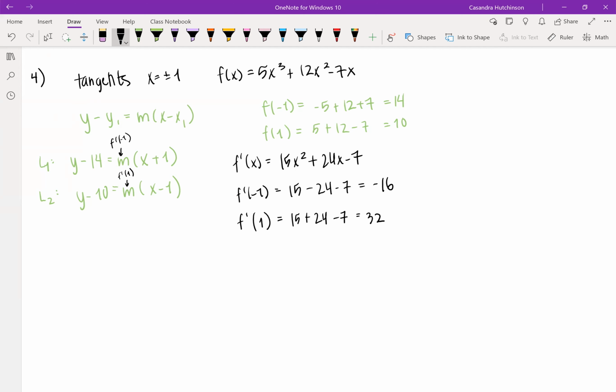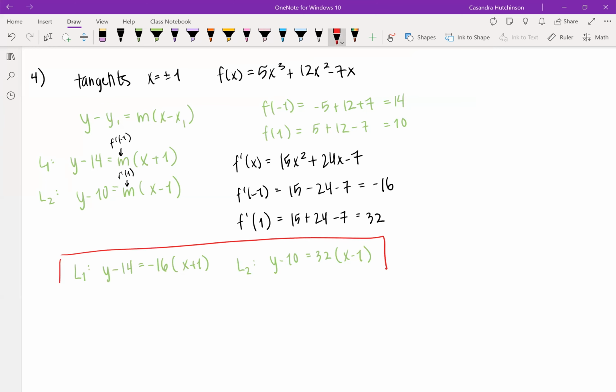So coming back to our equations, one tangent line is going to be y minus 14 equals, this was when I plugged in negative 1, so that's negative 16 times x plus 1. And we have line 2, which is y minus 10 equals 32 times x minus 1. You can leave the equations like this unless you're asked to put it in a specific form.